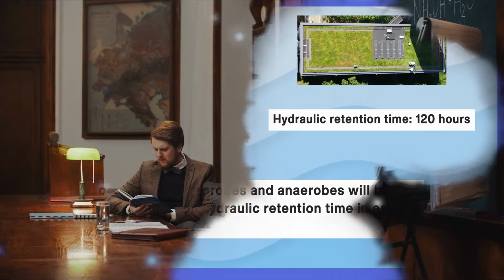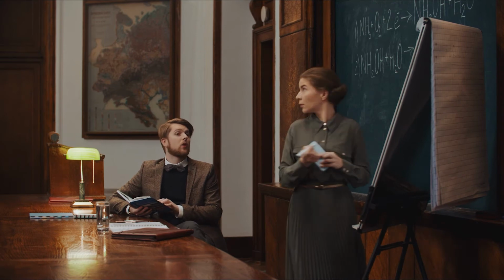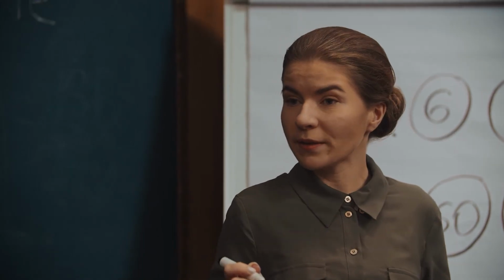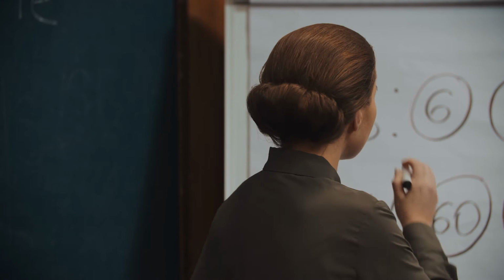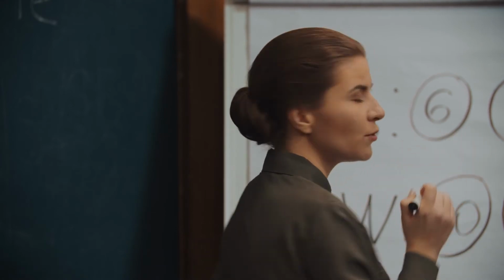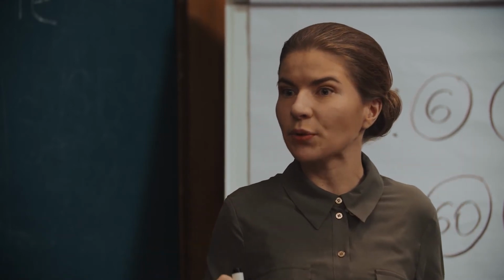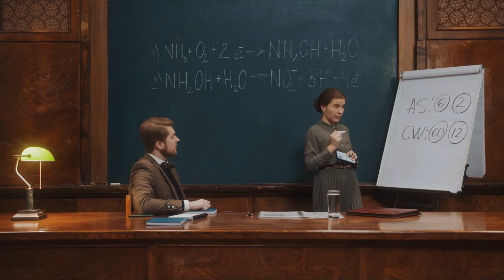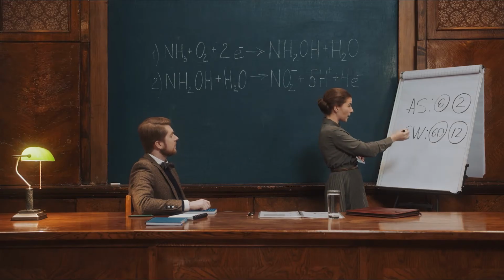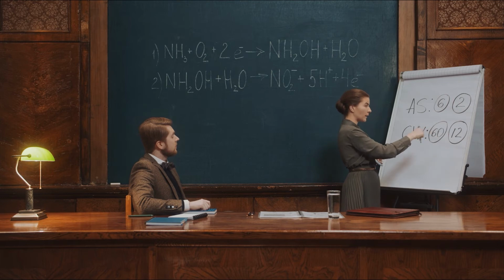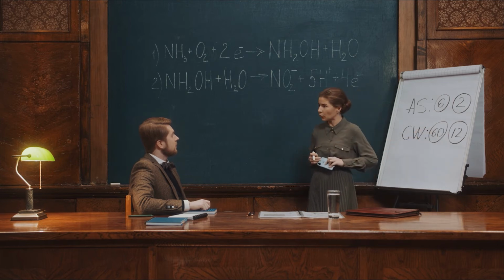Oh, this is interesting. I see you're ready to answer, Ms. Doolittle. The answer to the second question: there will be 6 generations of aerobes and 2 generations of anaerobes in the activated sludge system. Approximately 60 generations of aerobes and 12 generations of anaerobes will be produced in the constructed wetlands. Thank you, Ms. Doolittle, you are correct.